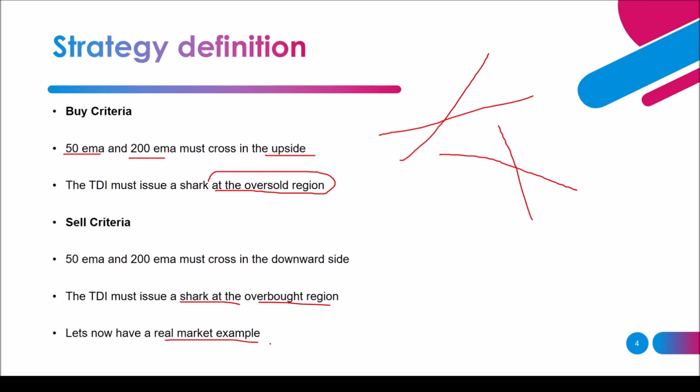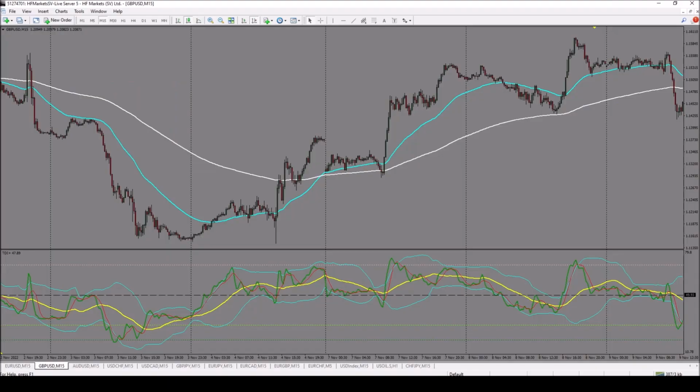So let's now have real market examples for us to be able to apply this particular strategy. So I'm going to use pound against the dollar as an illustration. You can as well apply it to several instruments of your choice. You can apply it even on gold or other pound crosses or other euro pairs.